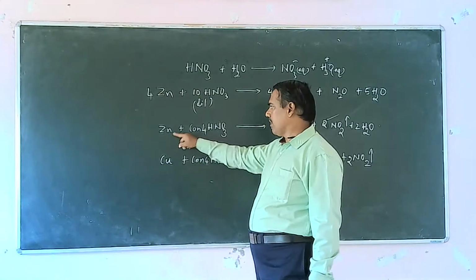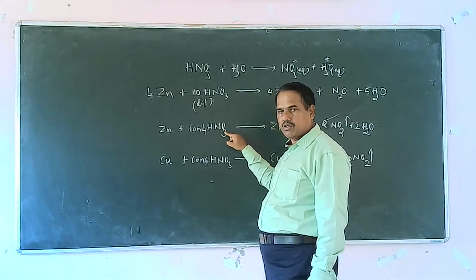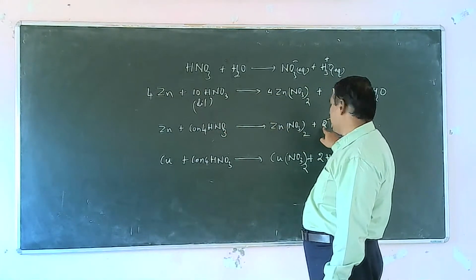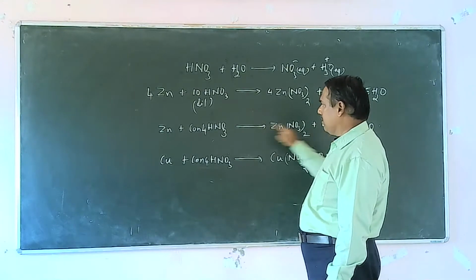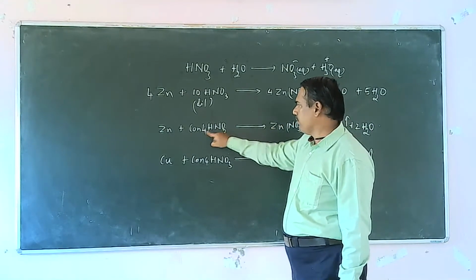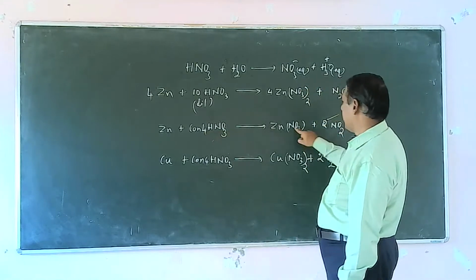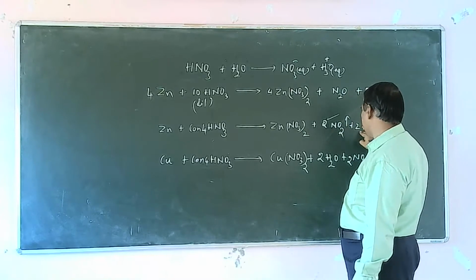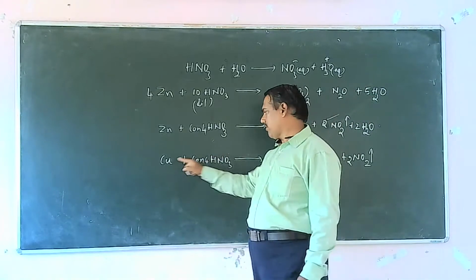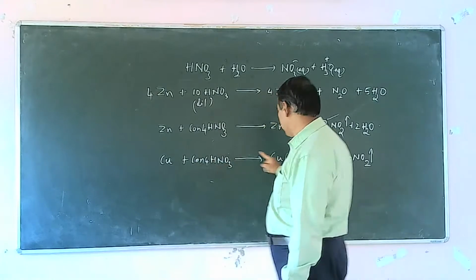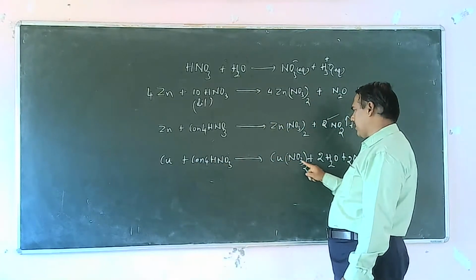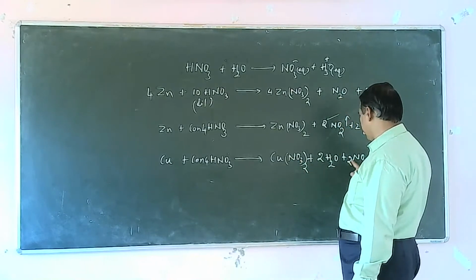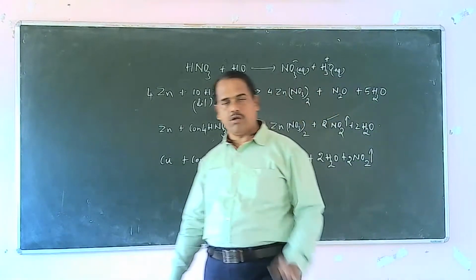I'll repeat again. Zinc reacts with concentrated nitric acid. You will get zinc nitrate and 2NO2, not 4NO2 here. Check the number of nitrogen atoms: 4 nitrogen atoms in nitric acid, 2 are used in zinc nitrate, and 2 remain, therefore it is 2NO2. Like that, copper reacts with concentrated HNO3. We will get copper nitrate, Cu(NO3)2, with 2 nitrogen atoms here, and again 2 nitrogen atoms in the form of nitrogen dioxide.